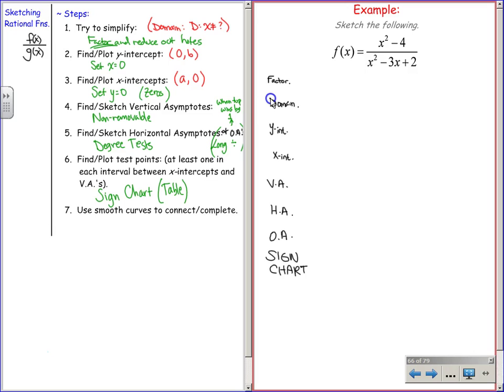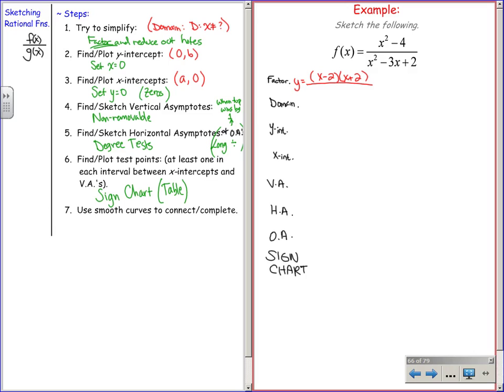So factor, what do we got? Who is this guy? Numerator. You guys agree with Matthew? X minus 2, x plus 2? I think I agree too. I'm going to put a little y equals just to help my brain a little bit. So x minus 2 over x plus 2.